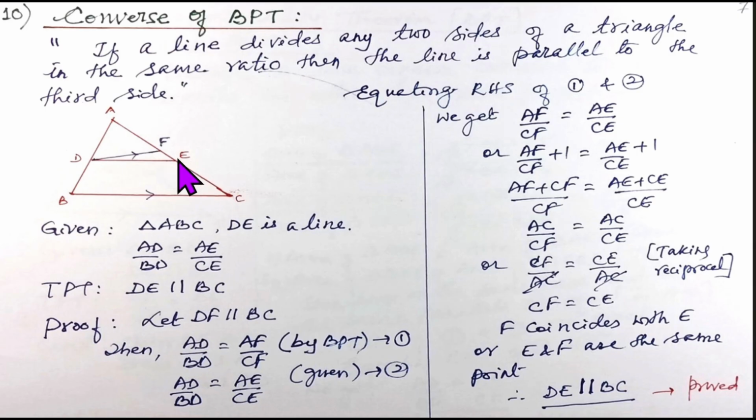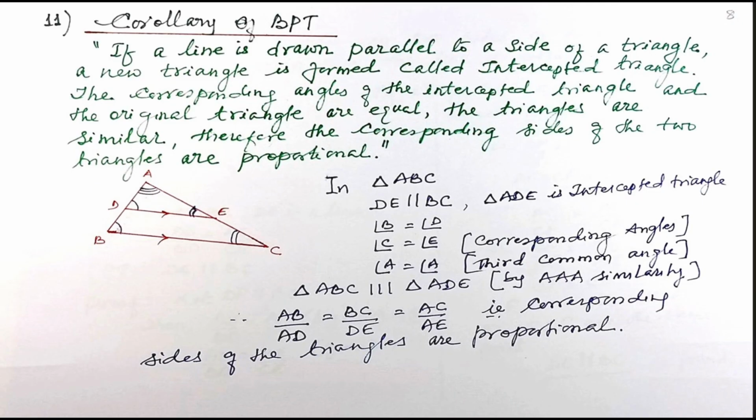If CF is equal to CE, it means F must coincide with E, or DE is the only line which can be parallel to BC and not DF. Therefore remember, DE is parallel to BC here. That is the proof of the converse of BPT. Remember that. Now coming to the corollary of BPT, and this is the very, very important basics in similarity of triangles. Try to understand this.